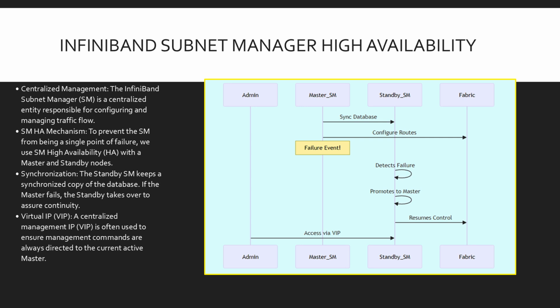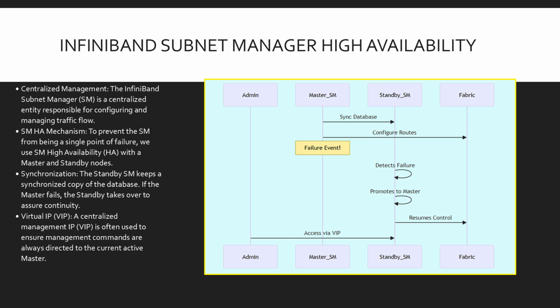In a high-performance InfiniBand fabric, the subnet manager, or SM, is the brain of the network. If the SM goes down, the network cannot adapt to changes. To mitigate this, we deploy SM high availability. This involves a master node and one or more standby nodes. The standby nodes constantly synchronize with the master. If the master fails, a standby immediately promotes itself to master, ensuring the fabric remains manageable and operational without disruption. We often manage this cluster via a single virtual IP.